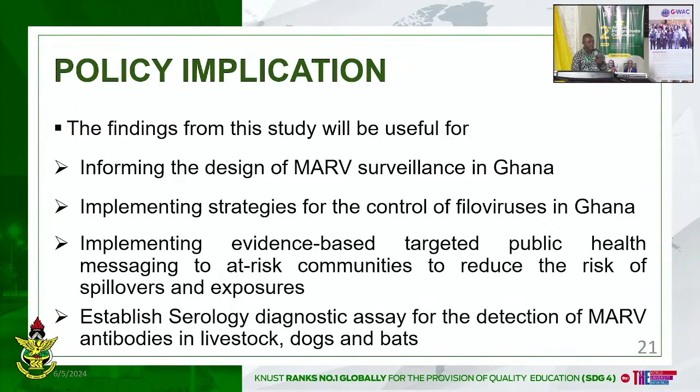Our research work has a policy implication, because the information from the design of the Marburg virus assay will help our surveillance system in Ghana, so that we can incorporate it in our surveillance for the animal sector, and the human sector can also use the assay. We can also implement a strategy on how and when we should target our surveillance activity. Establishing a serological diagnostic assay for detection of Marburg antibody in livestock and dogs is very essential because it will also reduce the cost of searching for a commercial assay, which does not exist in the world.